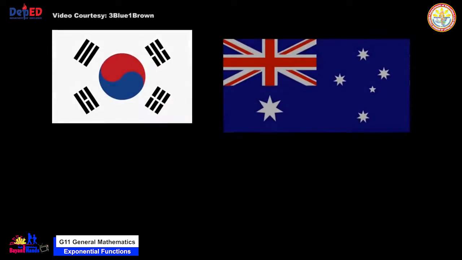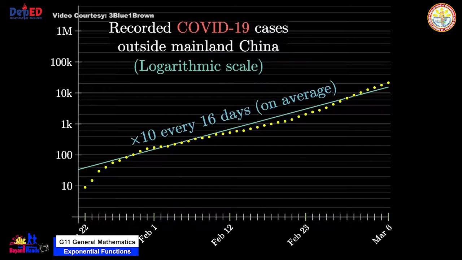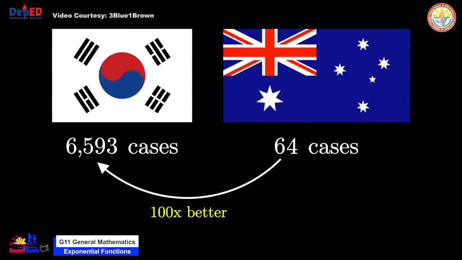When you see one country with, say, 6,000 cases and another with 60, it's easy to think that the second is doing 100 times better, and hence fine. But if you're actually in a situation where numbers multiply by 10 every 16 days, another way to view the same fact is that the second country is about a month behind the first.